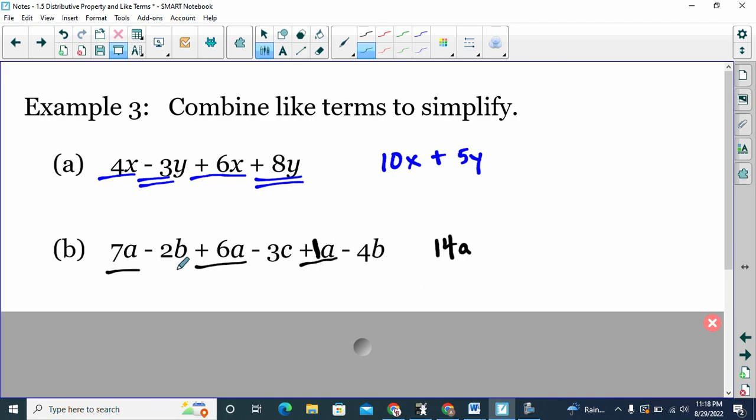Now we look at the b's. Negative 2b minus 4b. Negative 2 minus 4. They're both negative. That's when I do 2 plus 4 is 6. And because they were both negative, I have negative 6b's. And this c doesn't have anything to combine with. Negative 3c, I just leave it. Negative 3c.